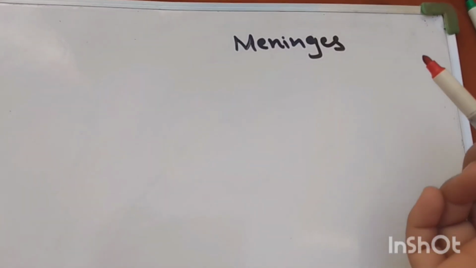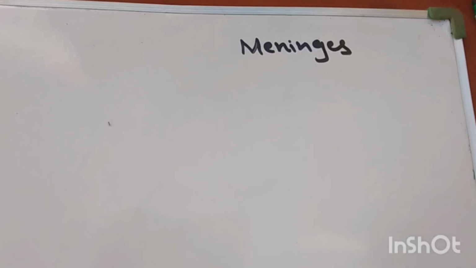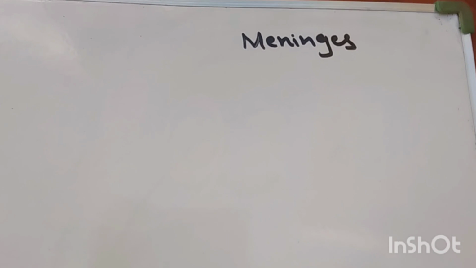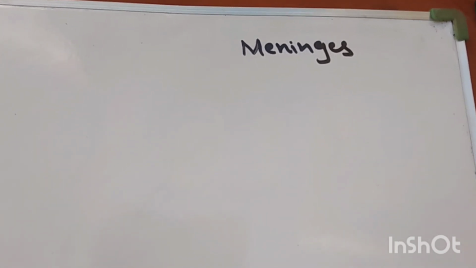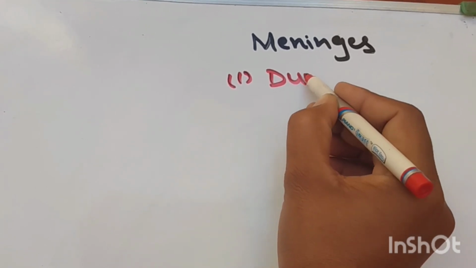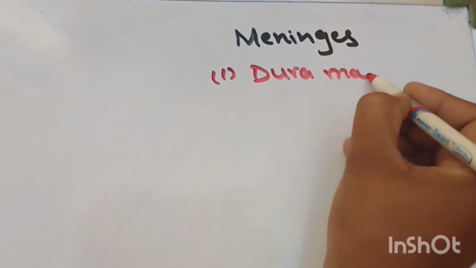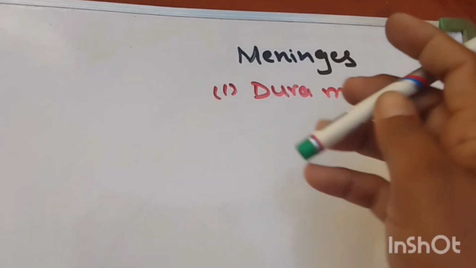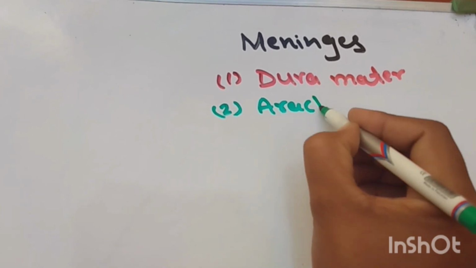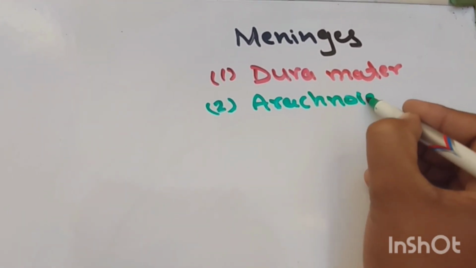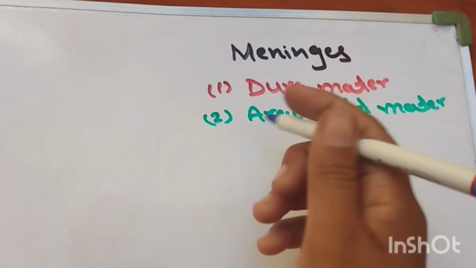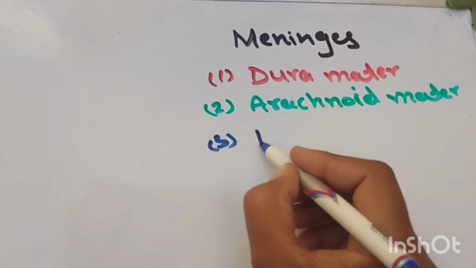Today our topic is on meninges. Meninges consist of three layers that protect our brain from injuries. So it's a very important layer. First layer is dura mater. Second is arachnoid mater. Third is pia mater.